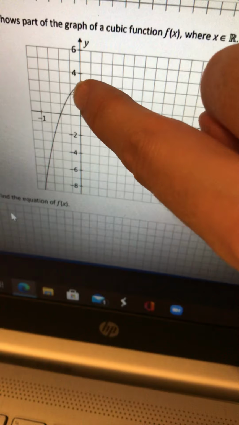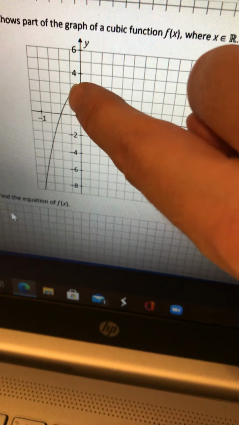So I give you a question. These are all optional ones, where it says the diagram shows part of a cubic graph and they want you to find the equation of that graph. What I notice is I can see roots straight away: 1, 3, minus a half, and look where it cuts the y-axis, it's at 3.